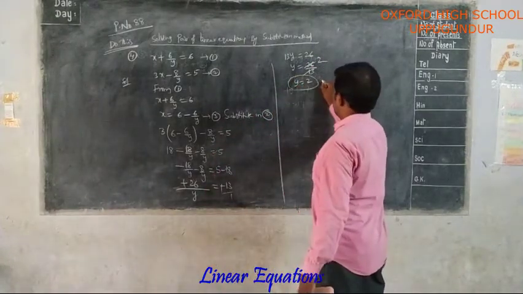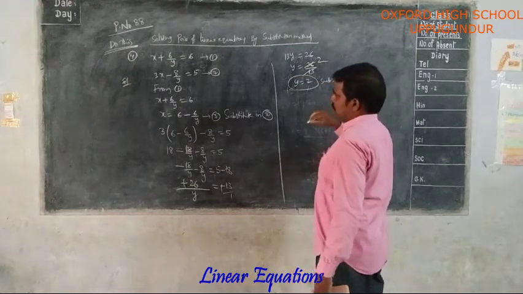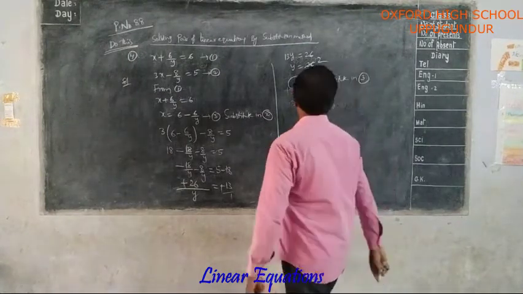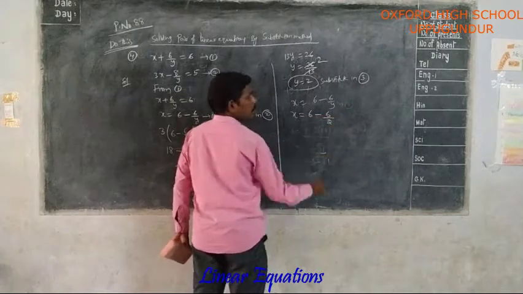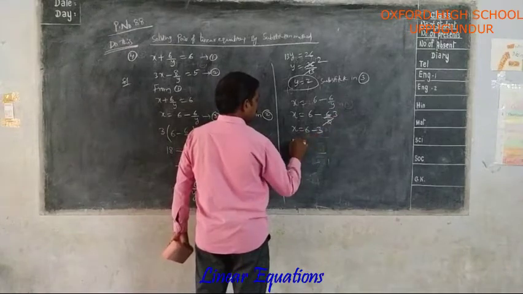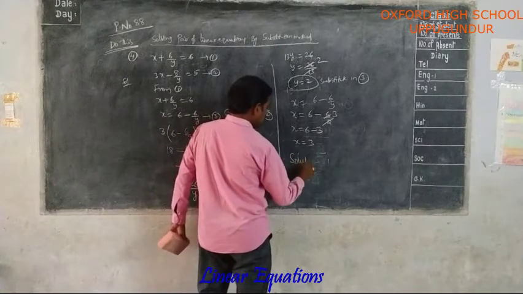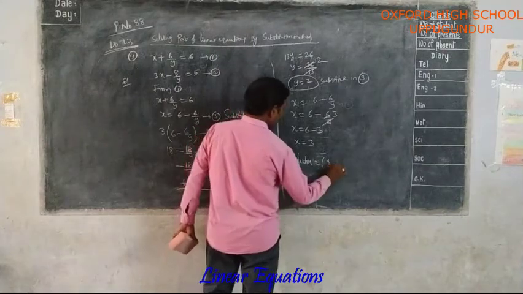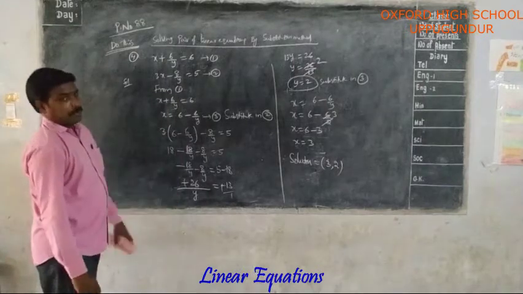Now substitute this value in equation 3. What is equation 3? x equal to 6 minus 6 by y. So x equal to 6 minus 6 by y value is 2. x equal to 6 minus 3. x equal to 3. Therefore, solution equal to (3, 2). So this is the solution for this equation by substitution method.